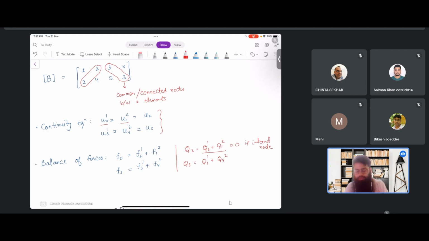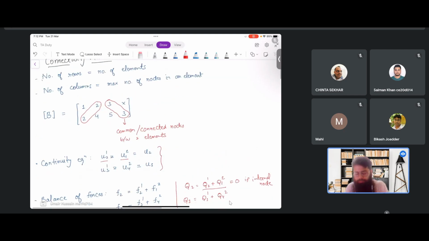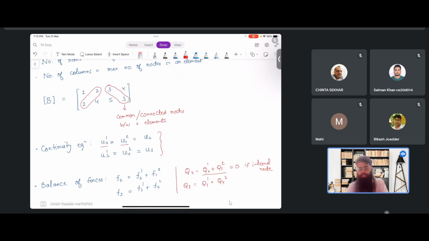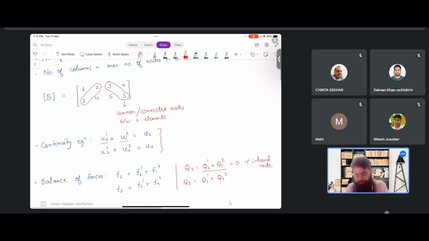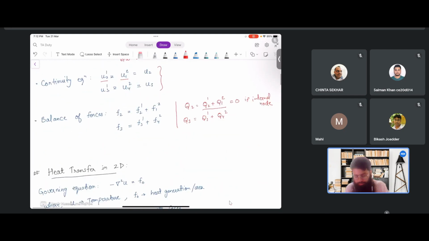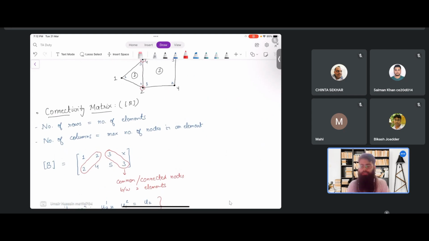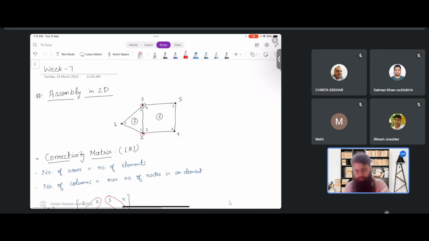So this will be very helpful when we are assembling these equations. This is the same thing that we studied in the 1D assembly. That's nothing new. So all right, that's how basic assembly of element level equations is done in 2D. Just to quickly revise the concept of 1D, there was one nice problem I did earlier.